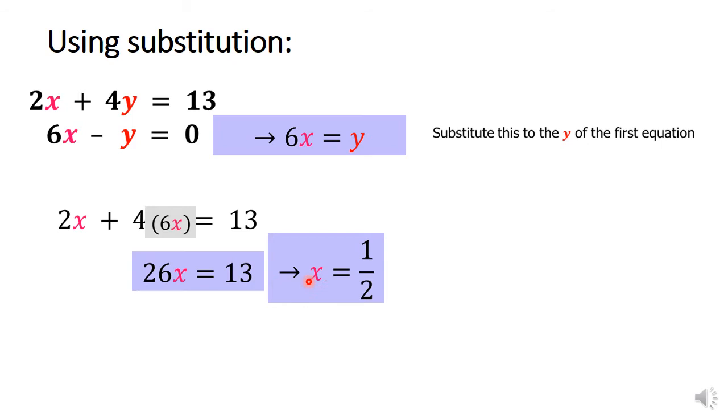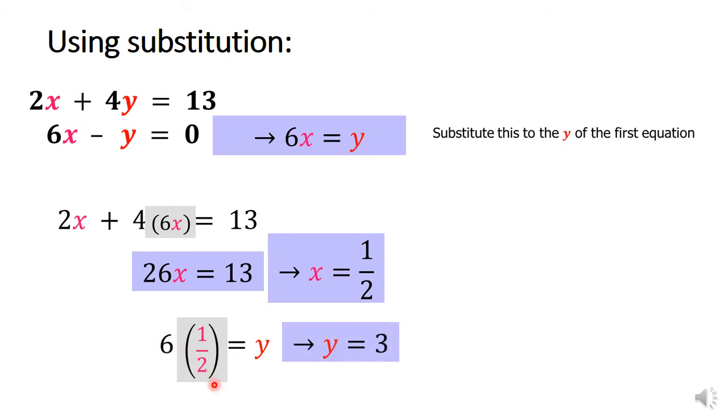Now, you have 6x equals y. To solve for y, you can just go back to that equation. So we will just substitute 1 half to our x here, giving us 6 times 1 half, which is y. We can divide 6 by 2. Therefore, the answer will just be y equals 3. Notice that we are expecting to get the same answer as the one we got using the elimination technique.